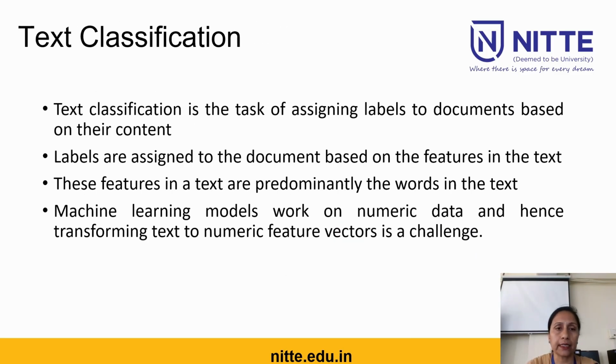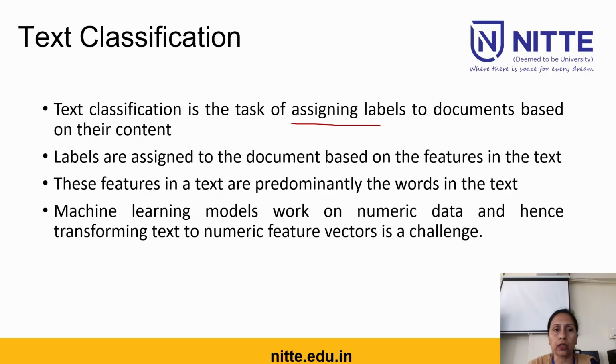Coming to text classification, why I took this: the naive Bayes text classifier works very well on text documents. There are many versions of the naive Bayes text classifier, like multinomial naive Bayes, Bernoulli naive Bayes, and Gaussian naive Bayes, and most of the naive Bayes algorithms work very well for text classification. So I thought I would explain the naive Bayes classifier with text classification. So what is text classification actually?